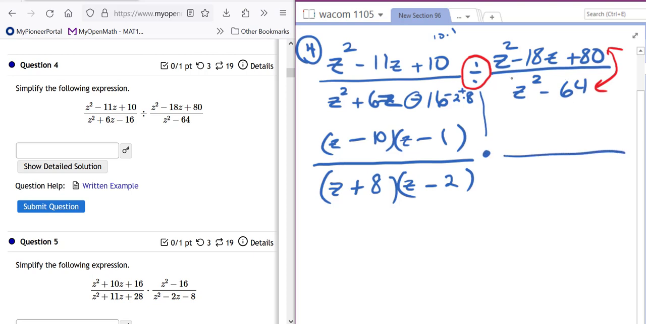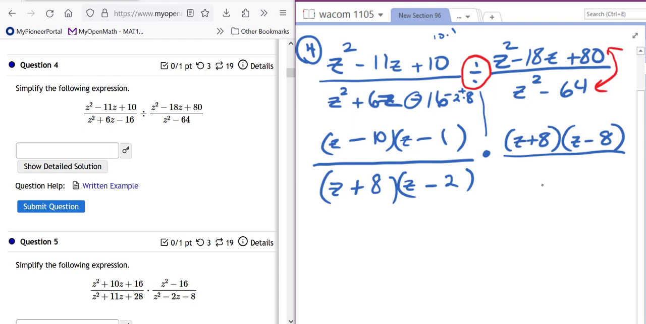So this z squared minus 64 is going in the numerator. Hopefully you would recognize that. It's two terms. It's minus, exponent of 2. That means it's a difference of squares. So it is z plus 8, z minus 8. You use your square roots with different signs.